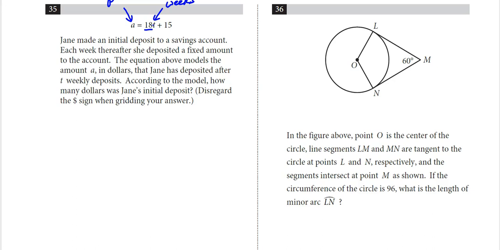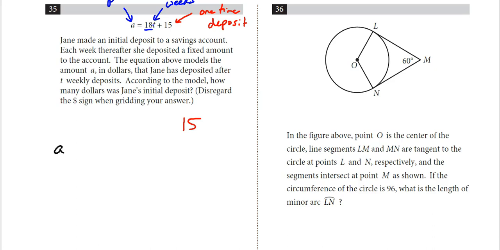So the 15, we got to figure out what the heck the 15 is going to do. Well, it looks like the 15 is some sort of one-time deposit, or the initial deposit. So that's how I'd read that equation. So according to the model, how many dollars was Jane's initial deposit? And I think the answer is right there. It's 15.